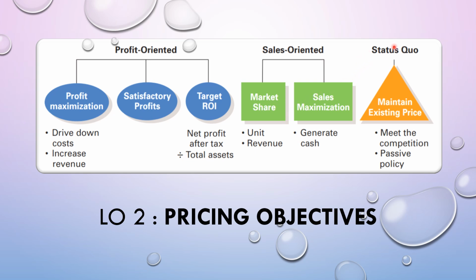The third pricing objective is the status quo. Status quo means maintaining the existing price to meet the competition. This is actually a passive policy. That means you are trying to set a price that matches your competitor's price. If your competitor is selling at 1 ringgit for each unit, you might also want to sell at 1 ringgit. If your competitors start to increase their price, you will also increase your price.